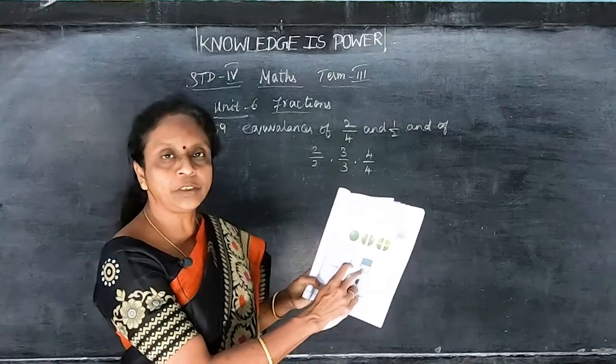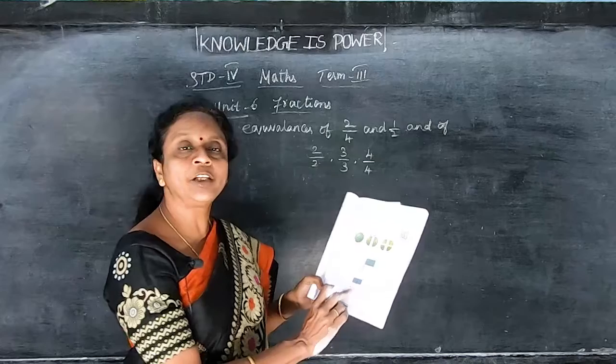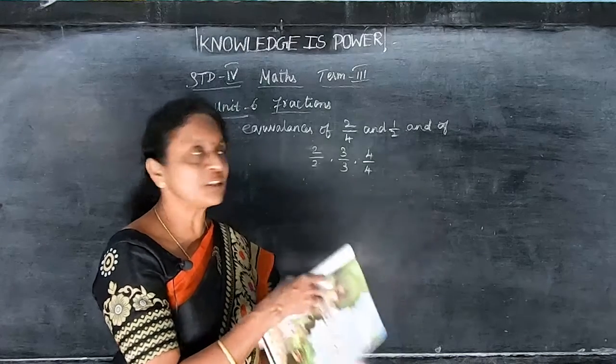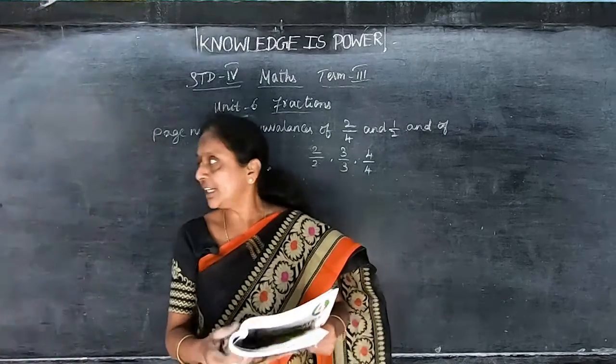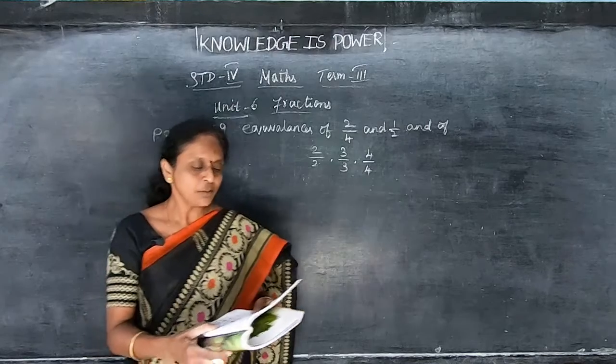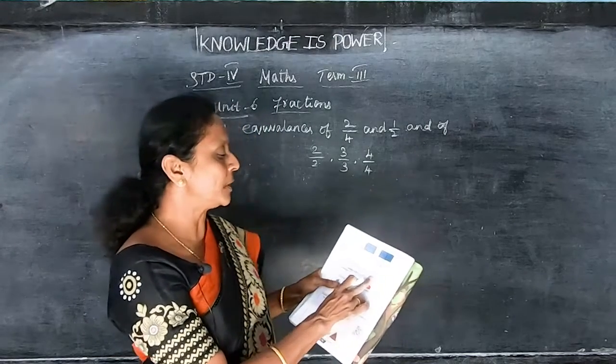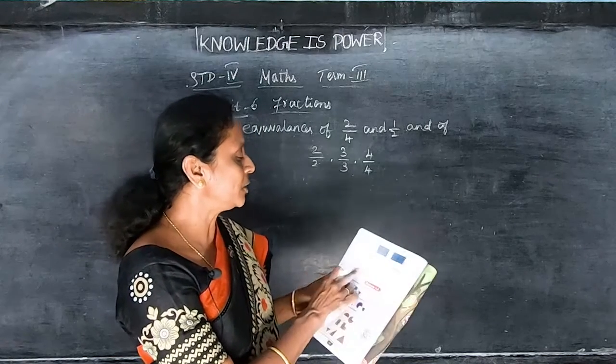You can get 2 equal parts. Again, if you can fold it, you can get 4 equal parts. That is 2 by 2, 3 by 3 and 4 by 4. So the 2 parts become the 4 parts and the colored parts are into 2 parts.